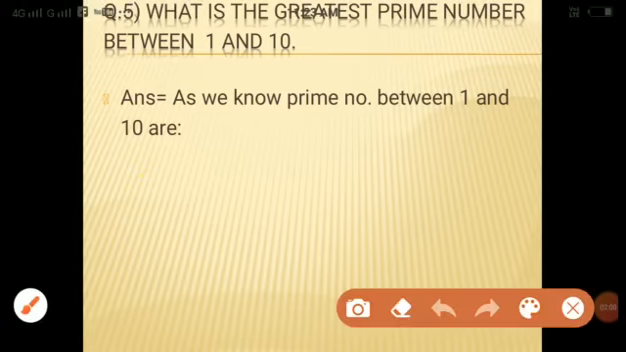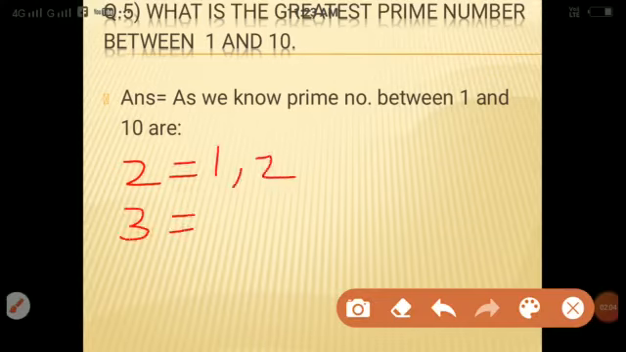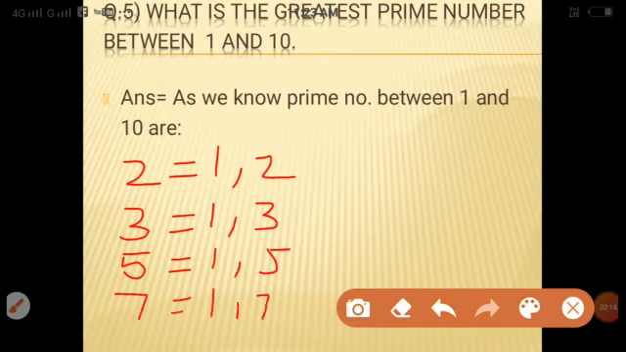2 has factors 1 and 2, 3 has 1 and 3, 5 has 1 and 5, and 7 has 1 and 7. They, that is 2, 3, 5, 7, have exactly two factors. So 2, 3, 5, 7 are the prime numbers. But the question is, the greatest prime number between 1 and 10 is 7. So the answer is 7.